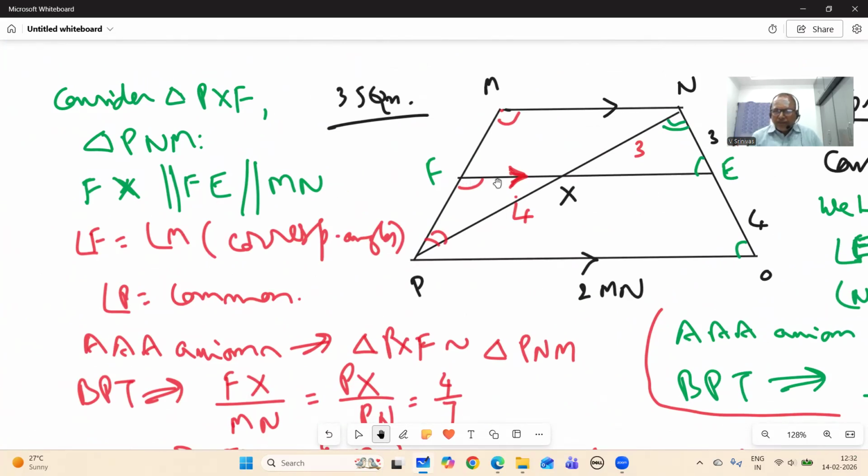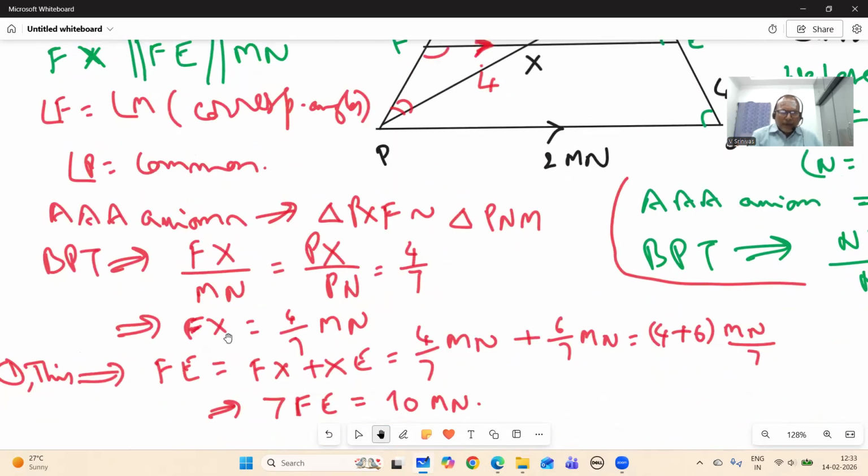How? FX is part of FE. FE is given to be parallel to MN. Therefore, these two sides are parallel, and this is a transversal. This is a pair of corresponding angles. They have to be equal, and this angle is common. Therefore, these two triangles are similar. This is 3 by 4, and E to EO is 3 by 4, and X to XP will also be 3 by 4. Right? Means PX by PN will be 4 by 7. So FX by MN will be 4 by 7. Okay?